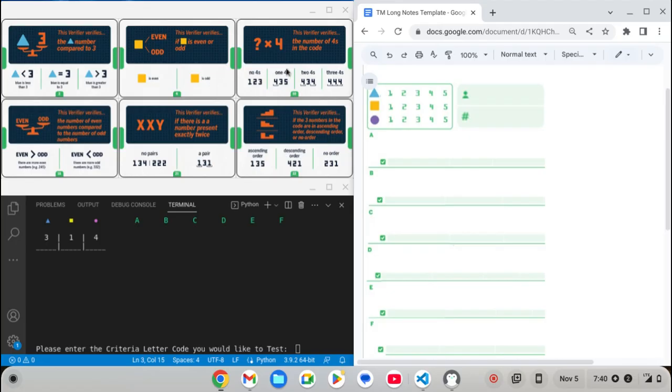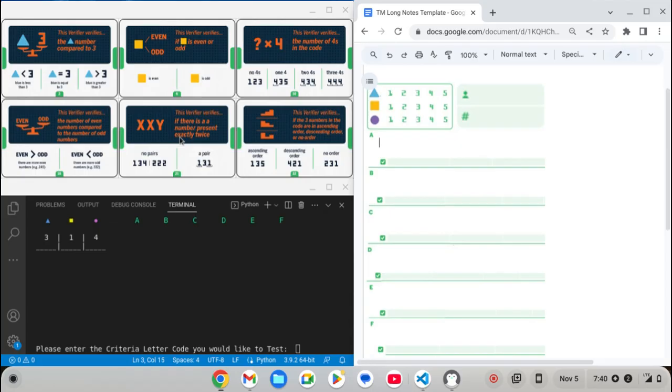Criteria card C takes a look at our 3-digit solution, and the Turing Machine will let us know how many of those digits are 4. Are there no 4s? Is there a single 4? Perhaps 2, maybe even all 3 are 4. Criteria card D, again, takes a look at our 3-digit solution, but this time it'll let us know a little bit about the ratio of even to odds. Should there be more even than odds, or should there be less even than odds?